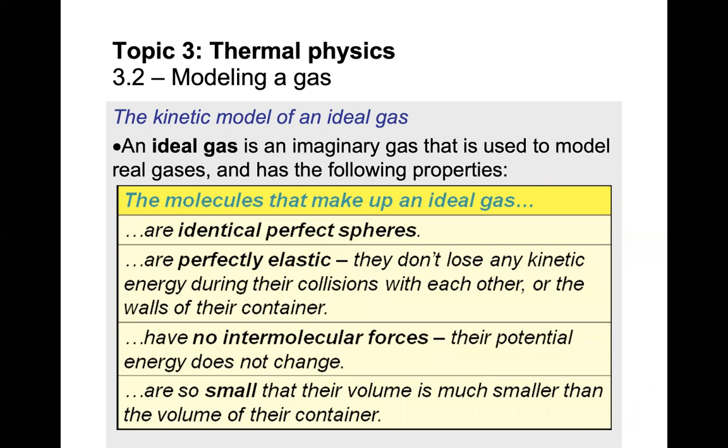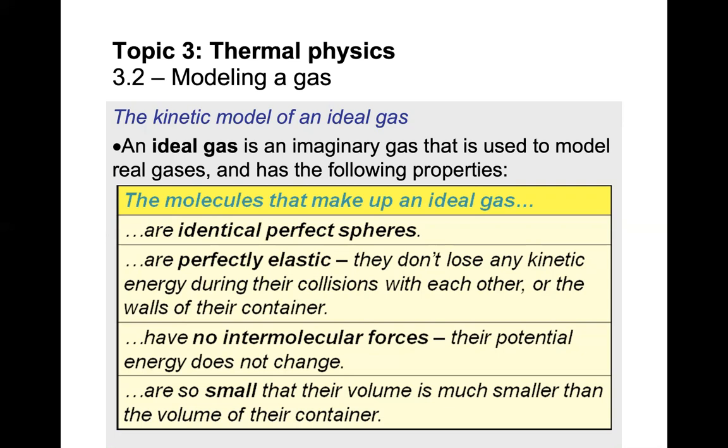So there are no intermolecular forces between them. Their potential energy does not change because intermolecular forces determine the potential energy. Number 4, they are so small that their volume is much smaller than the volume of the container. So these are the characteristics of an ideal gas.